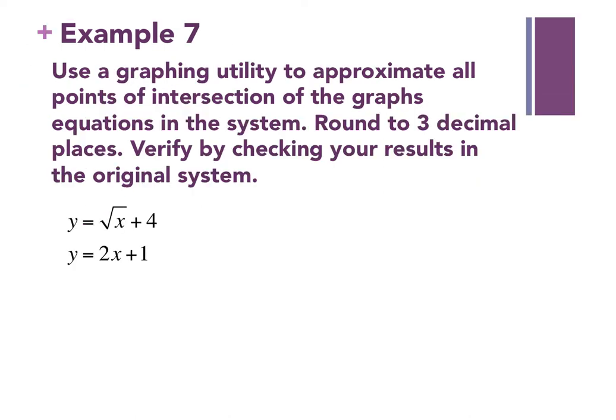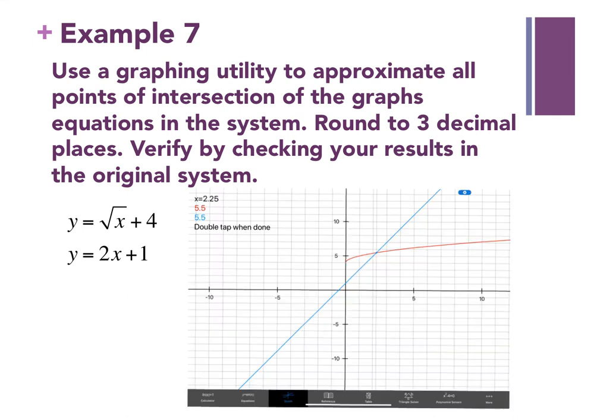All right, this one says use a graphing utility to approximate all the points of intersection on the graphs of the equations in the system and then round to 3 decimal places. Verify by checking your results in the original system. So this is where you would just go straight up to the graphing utility. You don't have to solve this using substitution. You're literally going to go to your graphing utility. So I just did it on the graphing app so that you could see both.